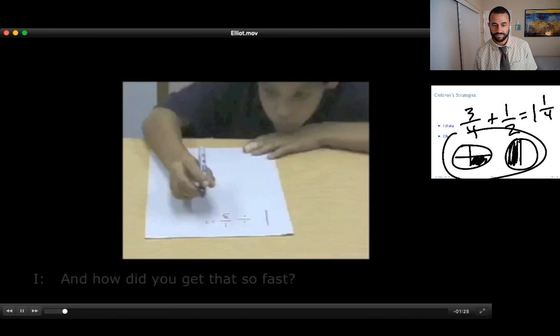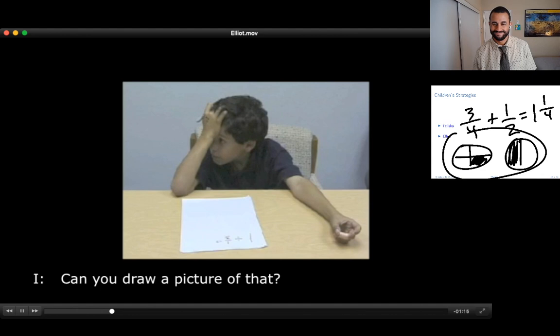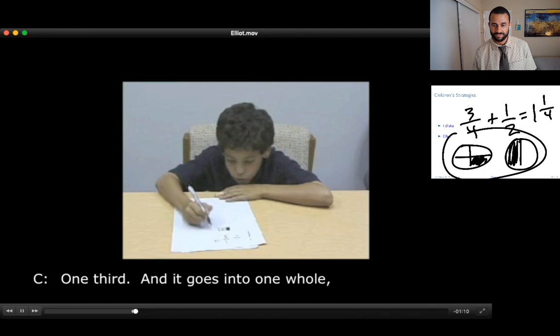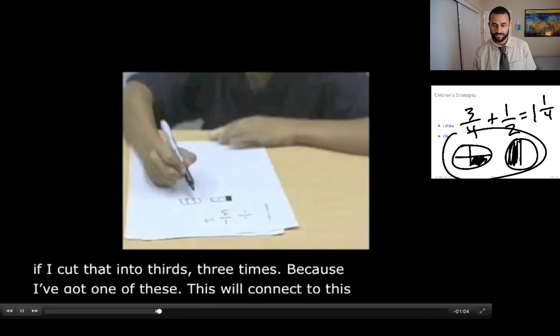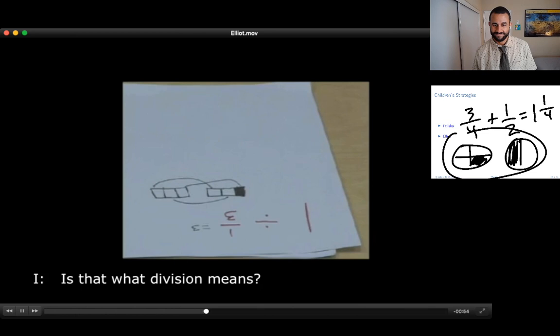And how did you get that so fast? 1/3 goes into 1 3 times because there's 3 pieces in one whole. Can you draw a picture of it? So what have you drawn? 1/3. And it goes into one whole. If I cut that into thirds 3 times because I've got one of these, this will connect to this one, this will connect to that one, and this will connect to that one. Is that what division means? Yeah, how many times that goes into that? Okay, nice job.